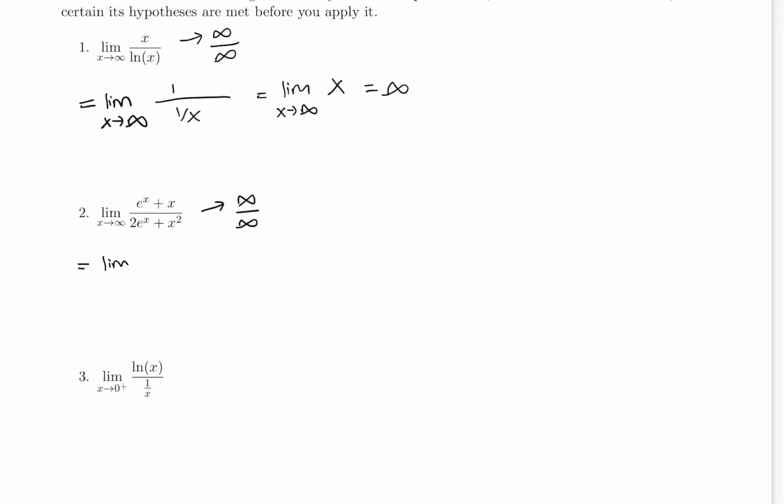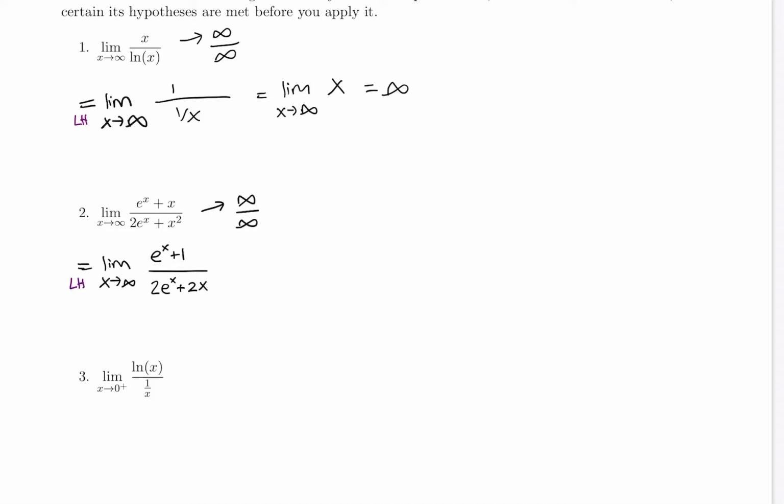Okay, so again, I'm going to take the derivative of the numerator and of the denominator separately. And it's actually also a good idea to indicate that that's what you're doing at this point. So up here, I'll also write LH, just to tell whoever's reading this that this is equal because of L'Hopital's rule. Okay, so I'll take the derivative of the numerator. I get e to the x plus 1. I'll take the derivative of the denominator. I get 2e to the x plus 2x.